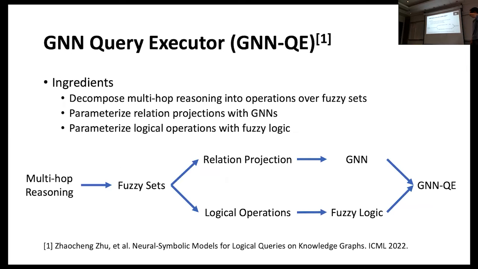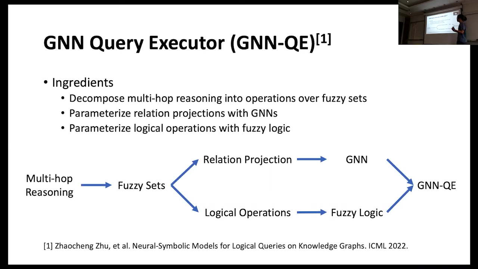And about the second paper, GNN Query Executor. This paper extends the idea of MBFnet to multi-hop reasoning. The ingredient is to try to decompose the problem of multi-hop reasoning into some simple, easy operations. What we invent here is that we borrow the idea of fuzzy sets and use it to solve the reasoning problem. I will introduce the idea of fuzzy sets later.